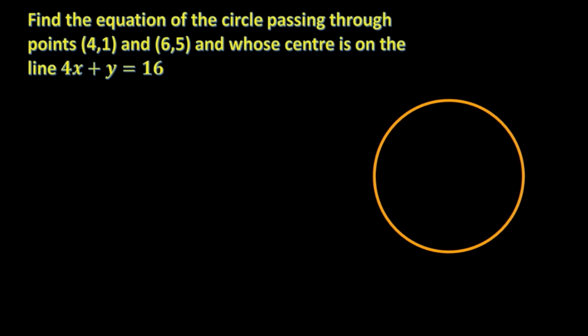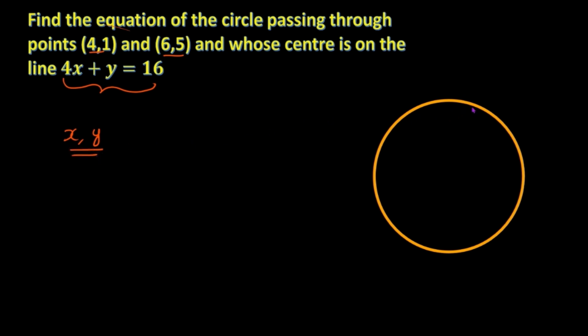Today we will solve a very interesting problem. On the circle, two points are given, and the center of the circle lies on a given line, and we are asked to find the equation of the circle. What is the meaning of the equation here? It's just an x, y relation.